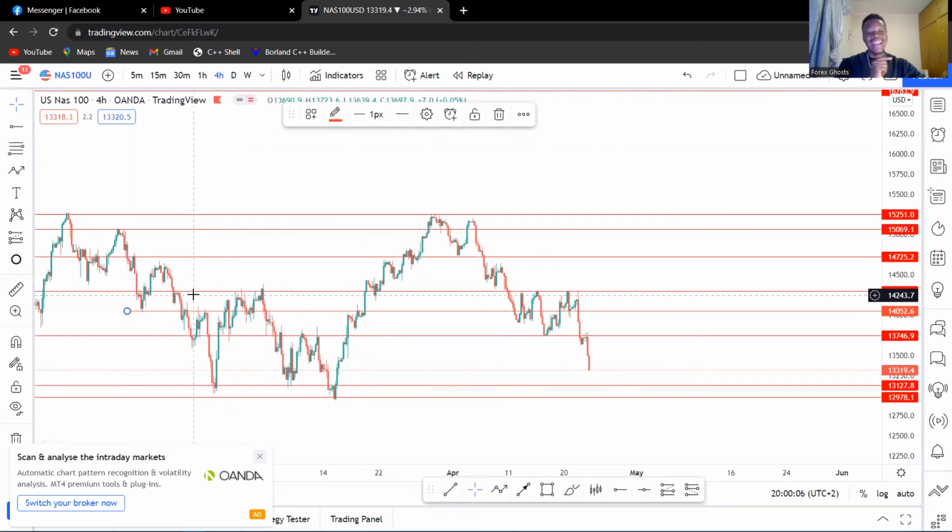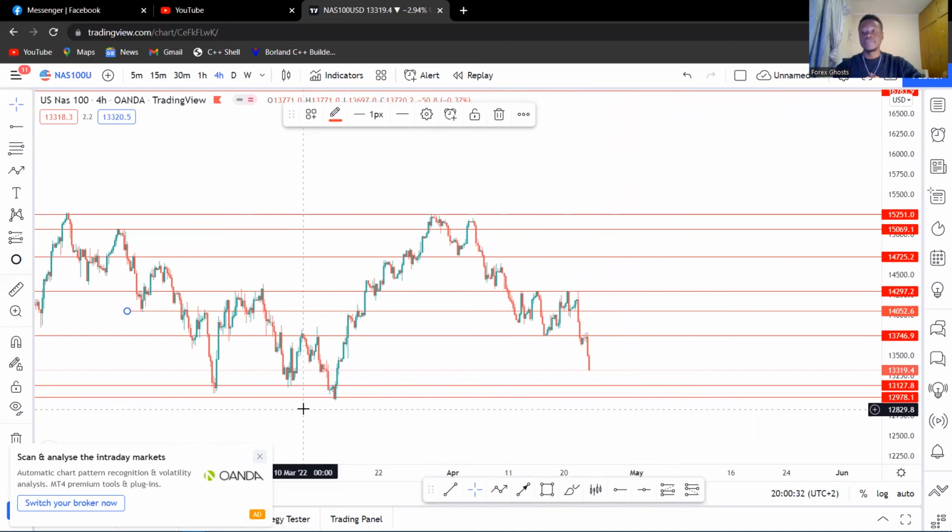Right now, if you analyze using support and resistance, whenever we break a certain zone, we have to come back for a retest. So that's the idea of trading using support and resistance, because it works. Here we are in a downtrend, and what we want to see is the market coming back here, then a retest, and then down.